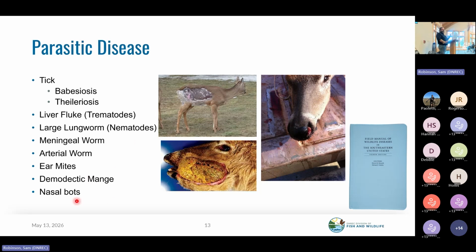And I'm sure a lot of you as hunters have seen this nasal bot, where there's a fly that goes in, lays an egg, and gets a larva in there, and they're always snorting, sneezing, and coughing. I'm sure we've all heard that. So these are just some diseases that deer can get. Not all are the same. They're managed differently.